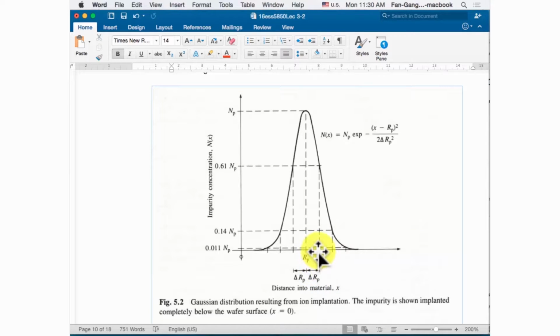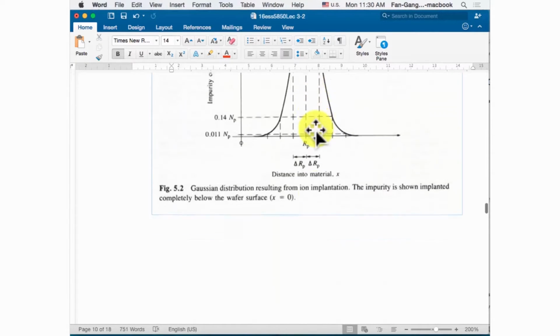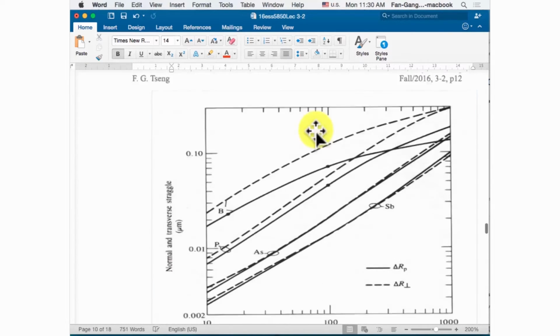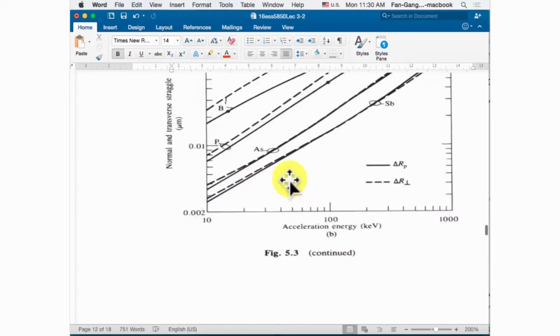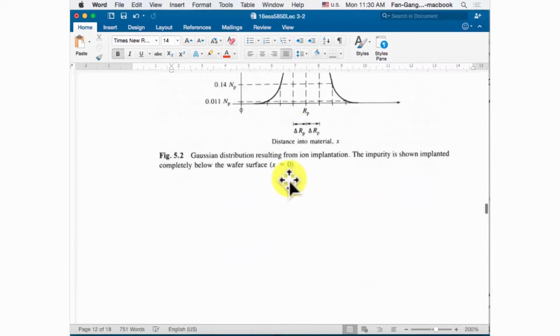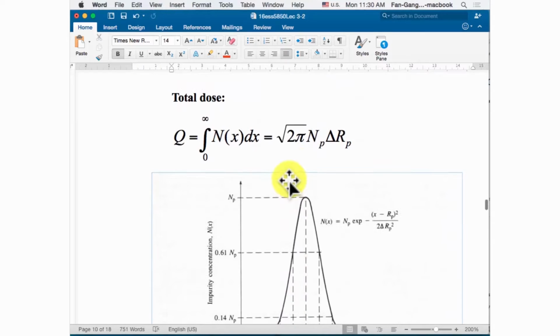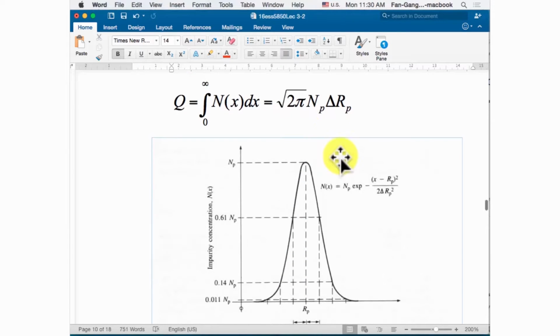Okay. So the total dose inside this amount, we're using a very simple equation to calculate. It's on the top here. Yes, the total dose. The total dose will be your center concentration NP times your straggle, the first standard deviation, and then times a constant, square root of 2 pi. Okay. So this is the total amount of the atoms or ions you implant inside the wafer. Okay. So this is the first step.